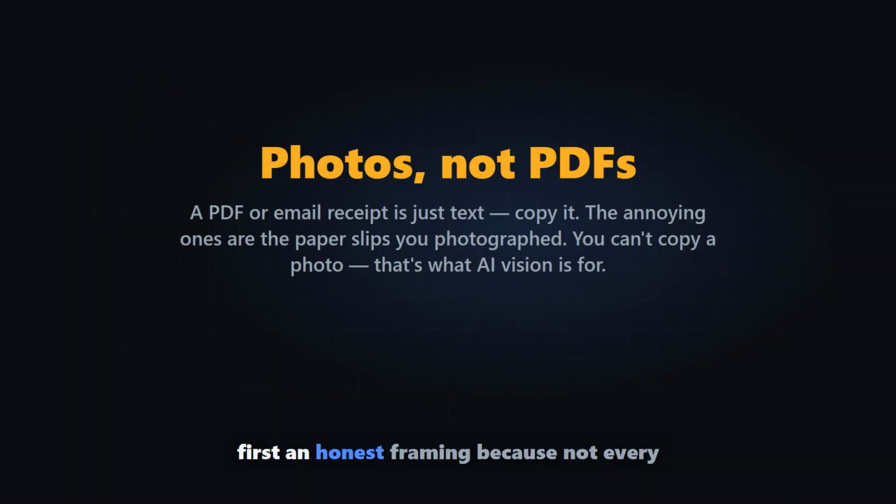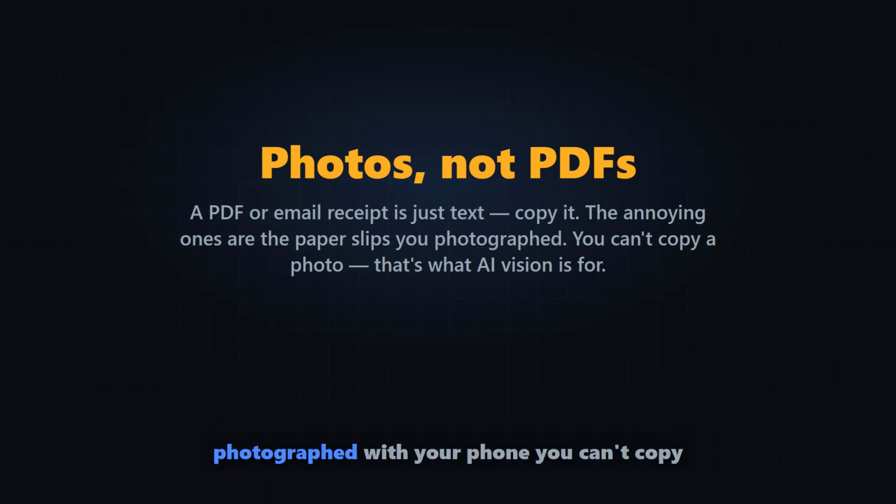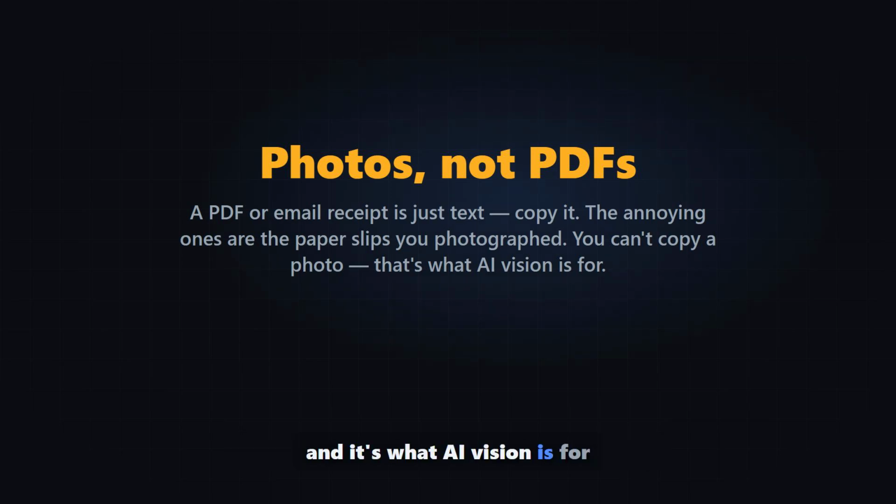First, an honest framing, because not every receipt needs this. A PDF invoice or an email receipt is just text. You can copy it straight. The genuinely annoying ones are the paper slips you photograph with your phone. You can't copy a photo. That's the case worth automating, and it's what AI vision is for.